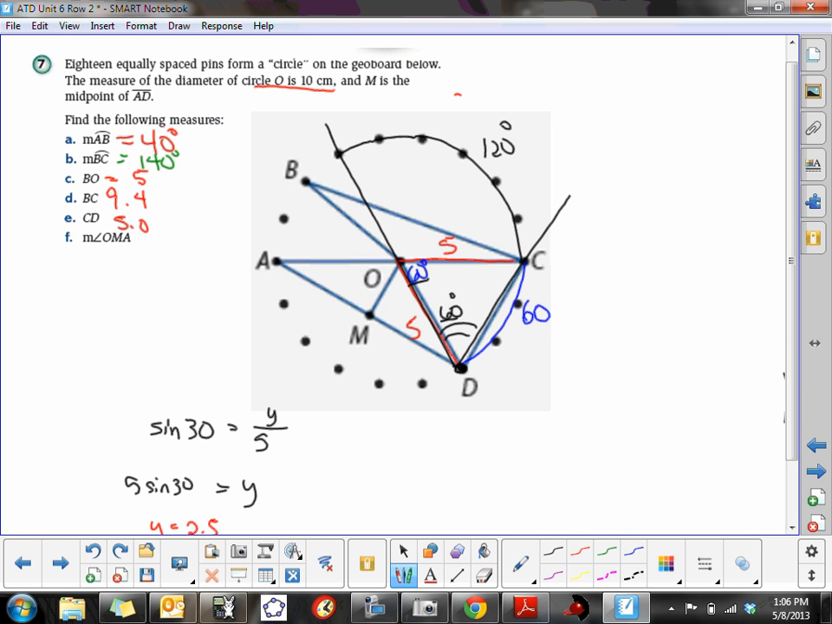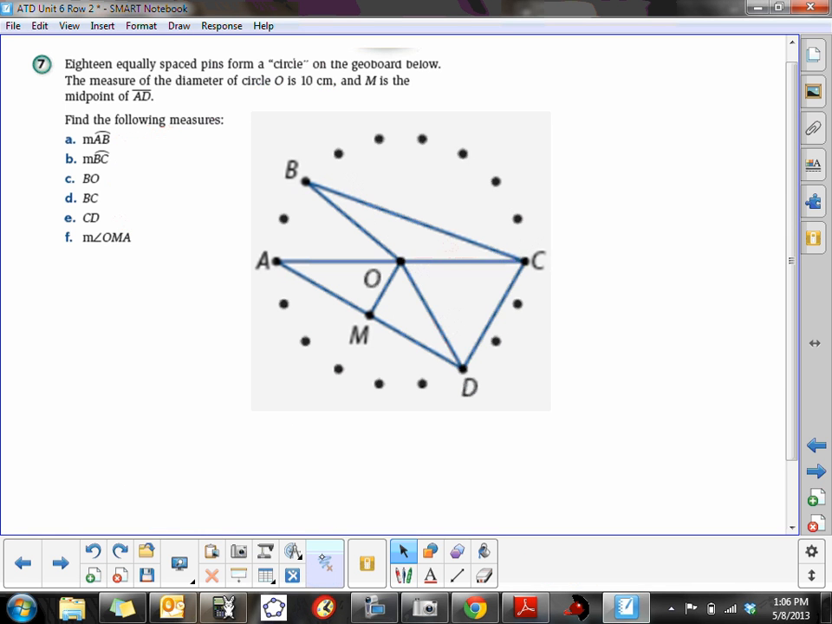Now, if I've got two angles in a triangle that are 60, then this angle has to be 60, and if they're all 60, they're an equilateral triangle, which means every side has to be 5 as well. So by equilateral triangle, we can decide that was 5. So that's another strategy to get the same answer.